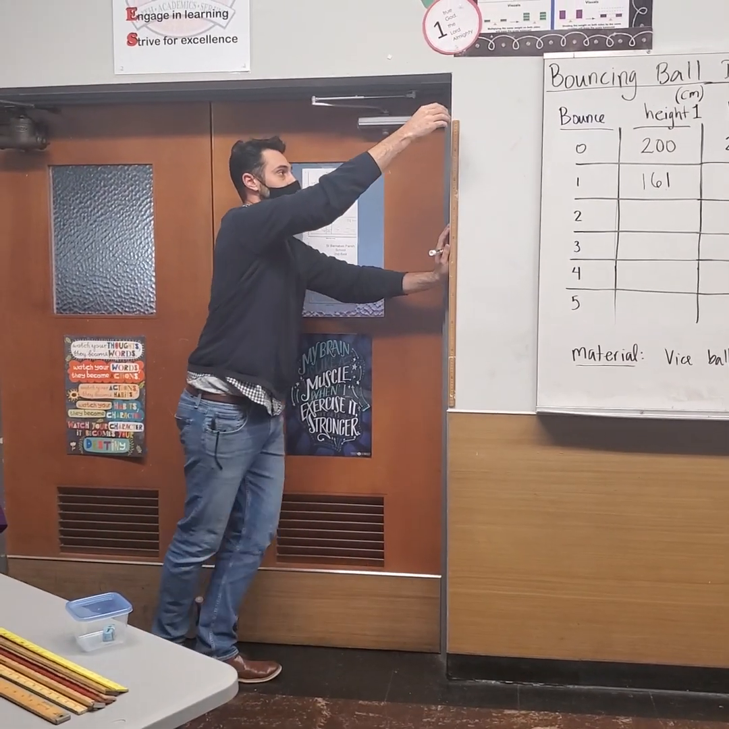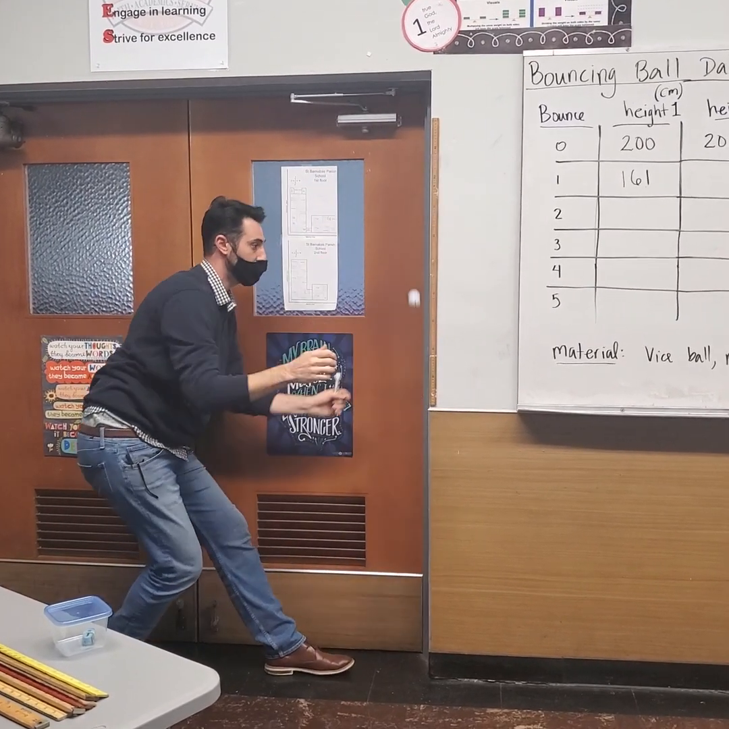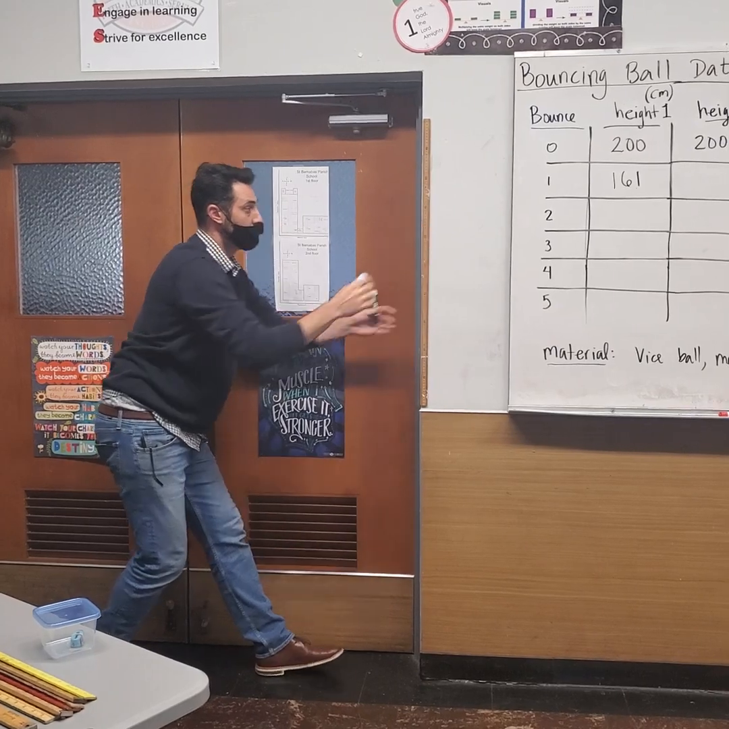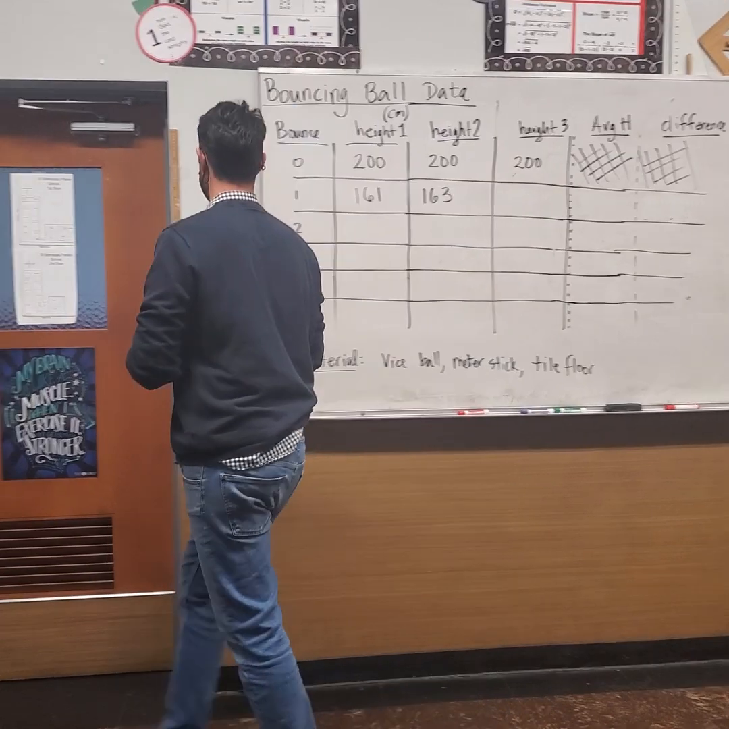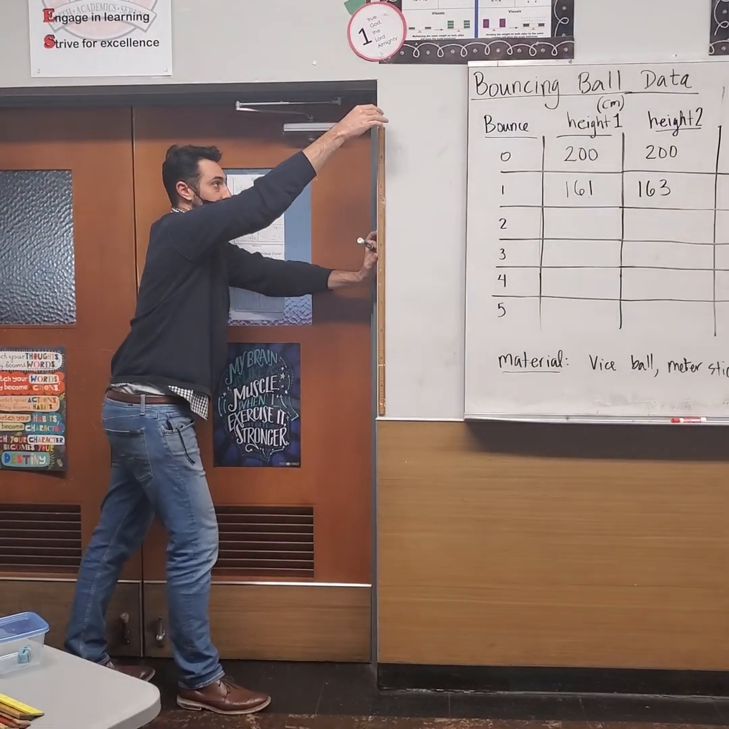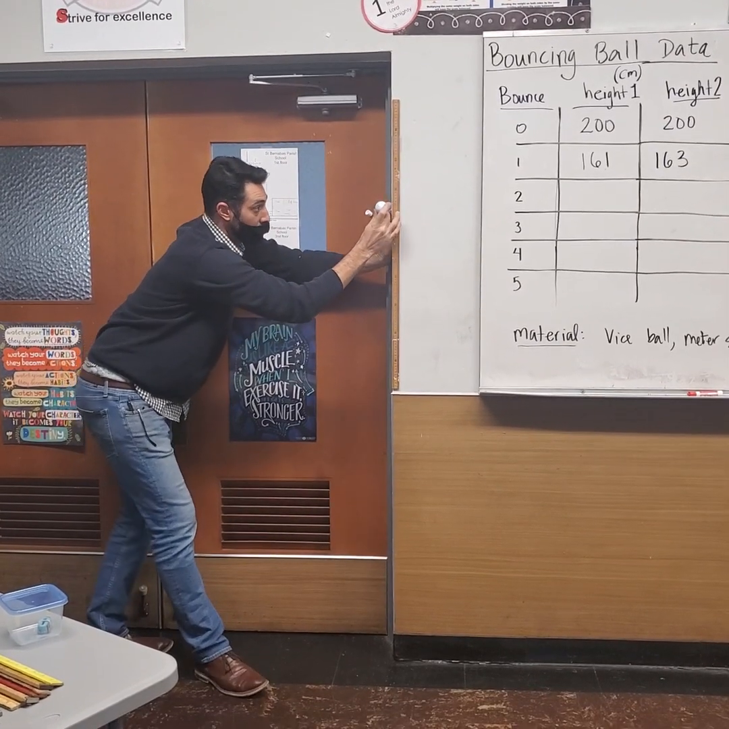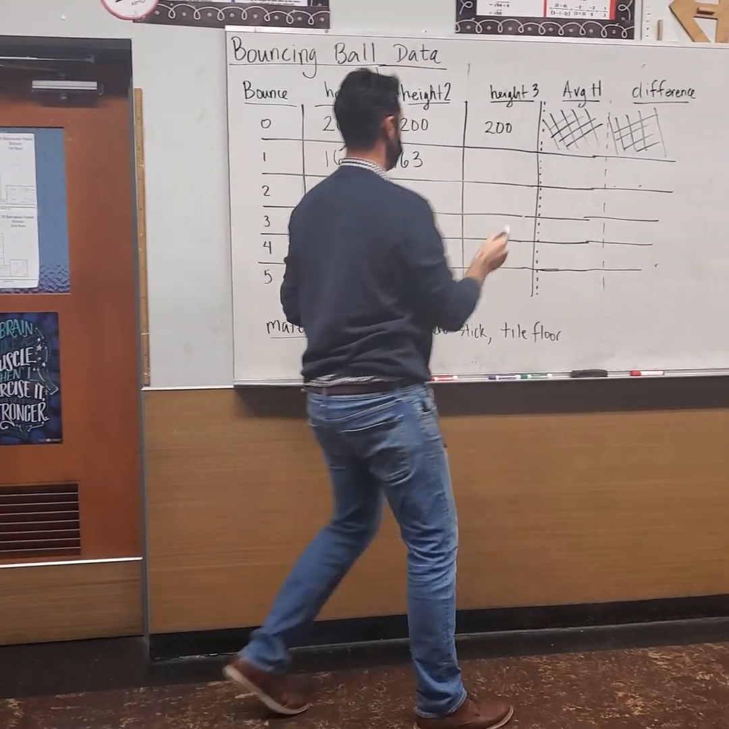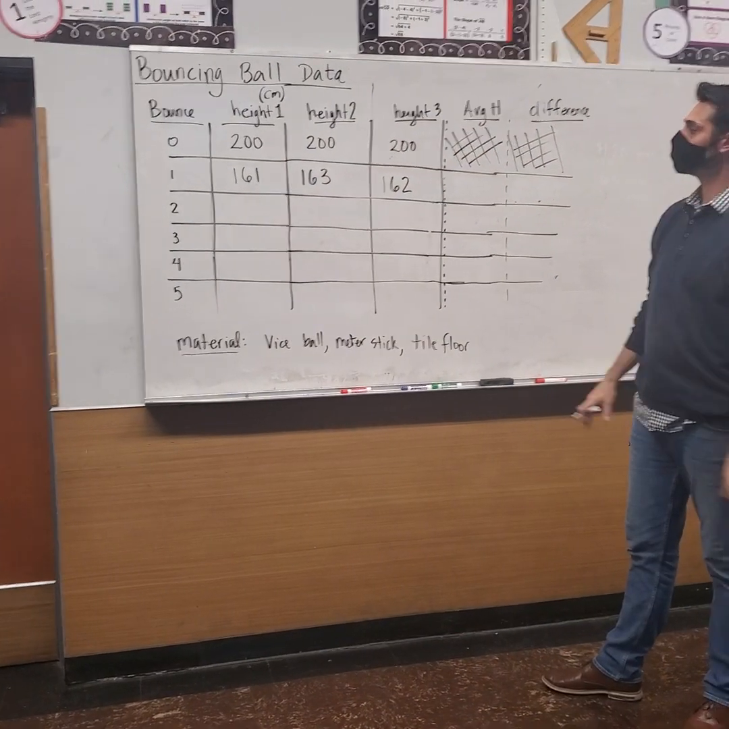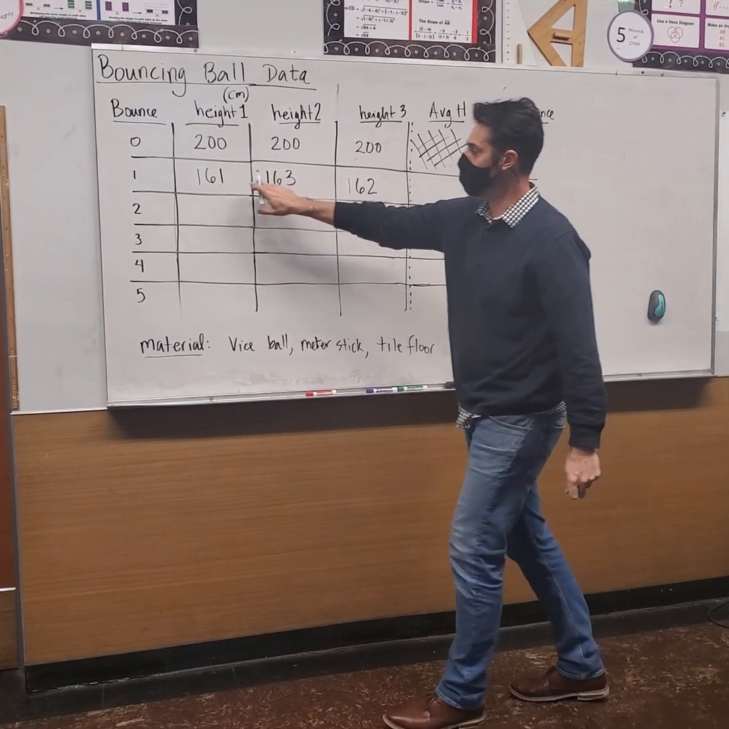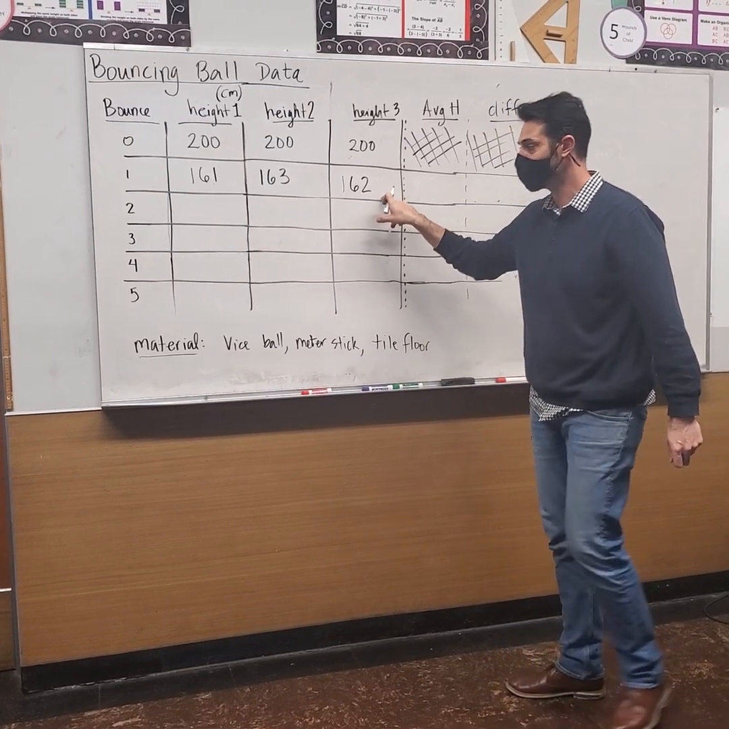The reason why we do this is we want to get a good average about what this ball is doing. One trial is not going to be enough. That one reached about 163. Okay. And then my last one, again from 200 centimeters, reached about 162. Okay, about 162. We'll average these numbers up, and then we're going to start our second bounce from that height.